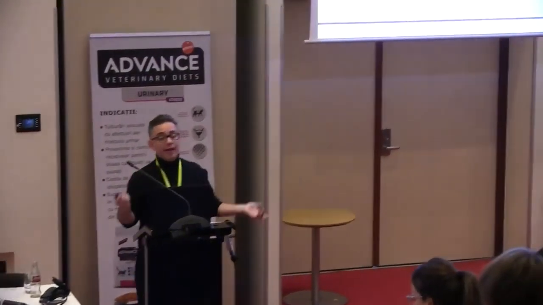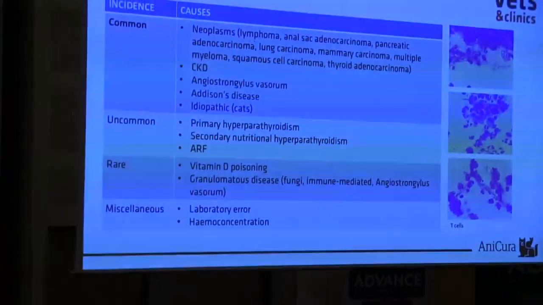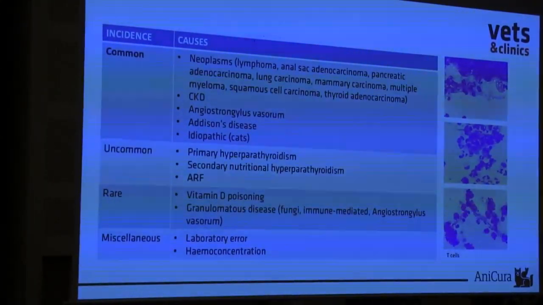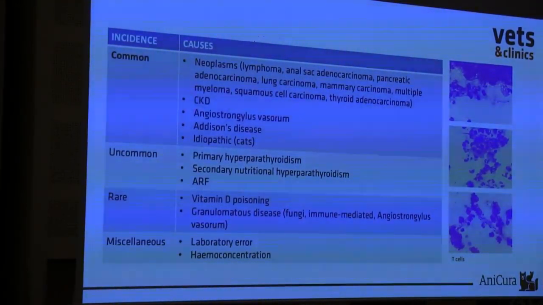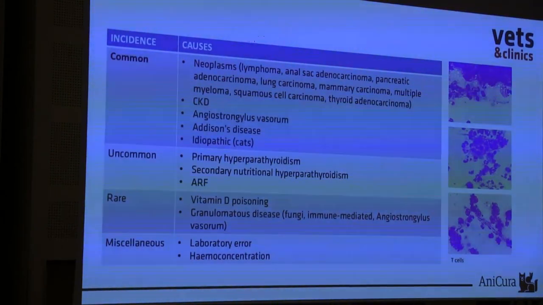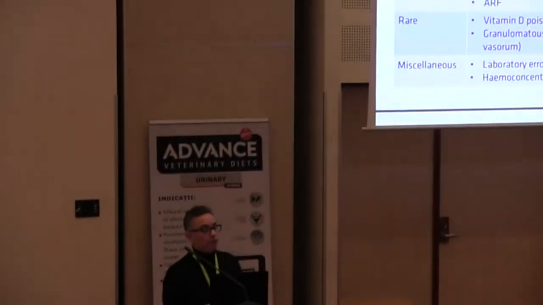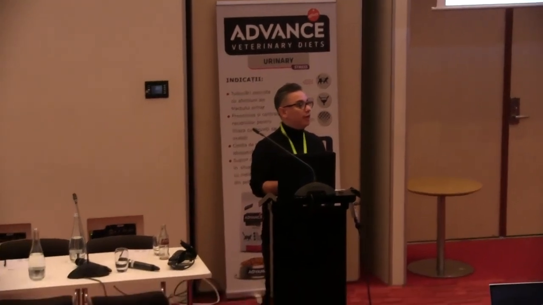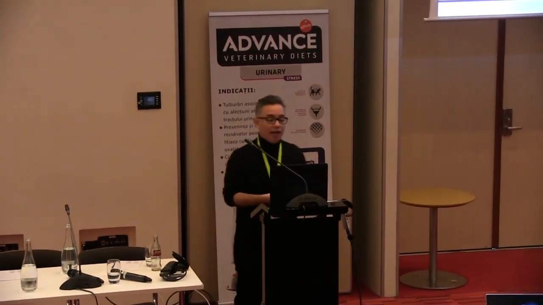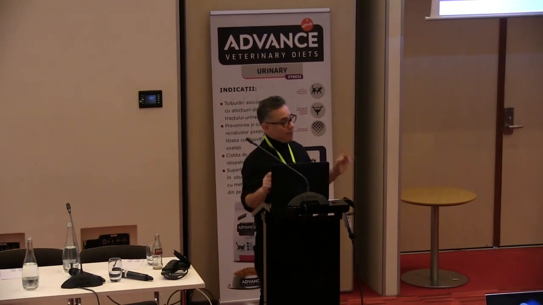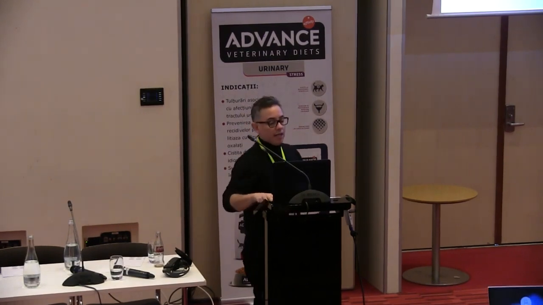When I see a dog or cat with hypercalcemia, here's a table with all the differential diagnoses, from the most common to the most rare or miscellaneous causes. When we see a patient with hypercalcemia, we have to think of different tumors like lymphoma, anal sac adenocarcinoma, pancreatic adenocarcinoma, etc., CKD, and Spirocerca. You have this kind of parasite here in Romania? No? Okay. Addison disease, don't forget Addison can produce hypercalcemia, and idiopathic in cats, but in cats you have to rule out all the causes of hypercalcemia to confirm idiopathic hypercalcemia.